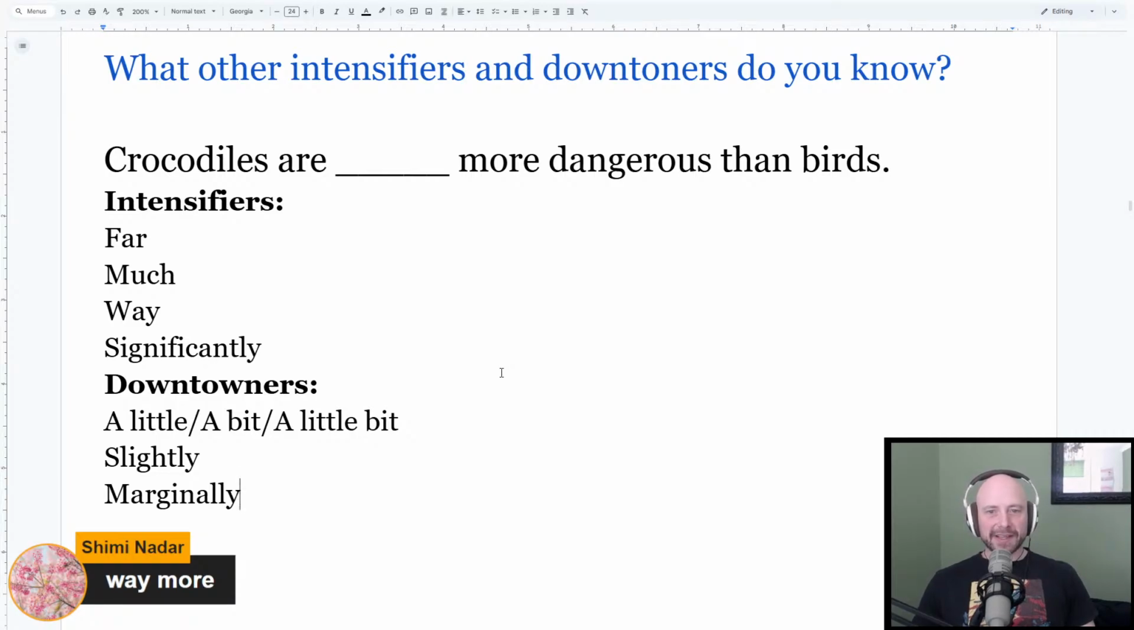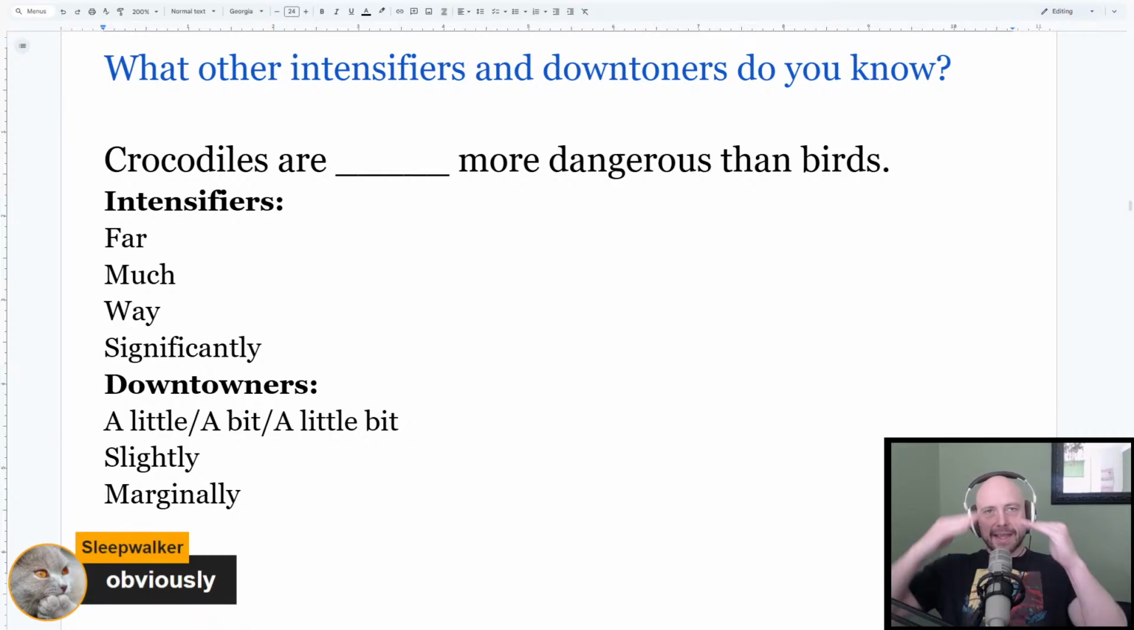Another good one. You want to sound fancy? So when we're saying things like obviously, these are adverbs of, what do we call it? Is it manner or comment? But these are adverbs, but they're not intensifiers and downtoners. So when we say obviously, it's not that you're necessarily saying how big the difference is. Rather, you're saying something about the opinion that it is obvious. So crocodiles are more dangerous than birds, and this fact is obvious.